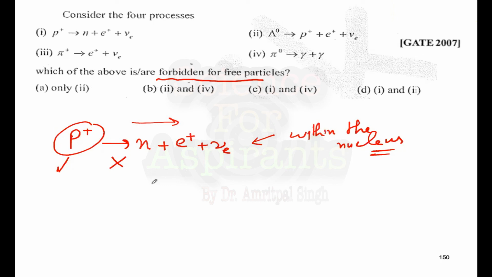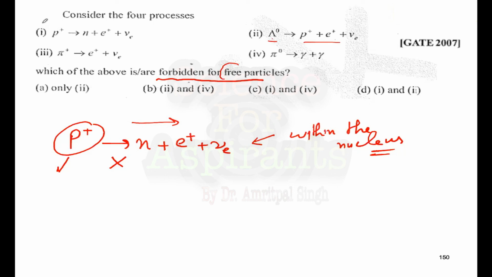So a proton can decay to a neutron only inside the nucleus. Where free particle is written, it is violated. So make sure the correct notation is being given. The second process is again not allowed because the charge is not conserved. When you compare the total charge before the reaction and after the reaction, it is not conserved. So it is again a forbidden transition.